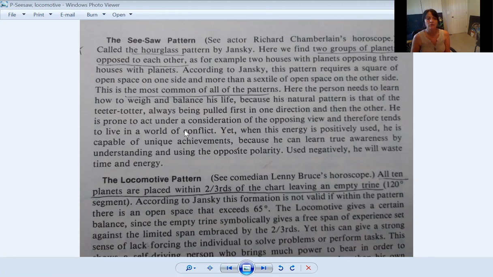He is prone to act under a consideration of the opposing view and therefore tends to live in a world of conflict. Yet when this energy is positively used, he is capable of unique achievements, because he can learn true awareness by understanding and using the opposite polarity. Used negatively, he will waste time and energy.